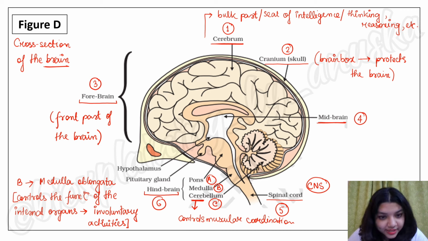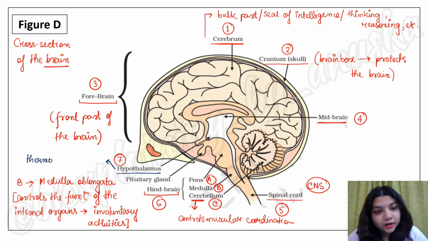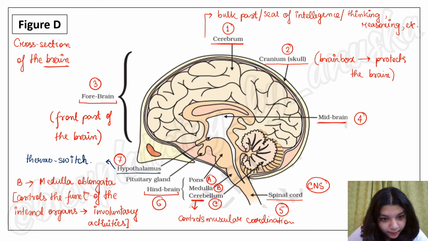Then what we have, 7th, is the hypothalamus. What do we call the hypothalamus to be? The hypothalamus is the temperature switch of the body, we can say. So this is known as the thermo switch of the body. That is, it controls your body temperature. And part number 8, what do we have? Part number 8 is the pituitary gland.